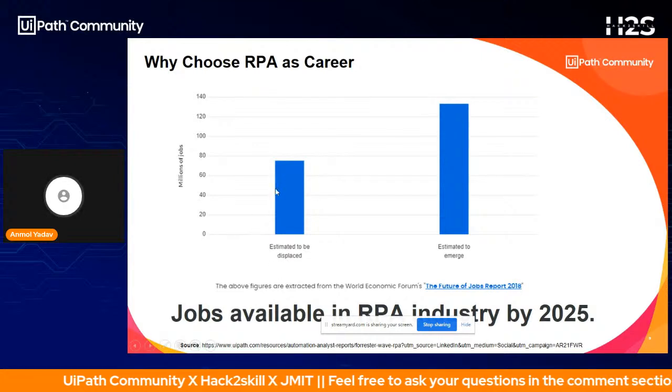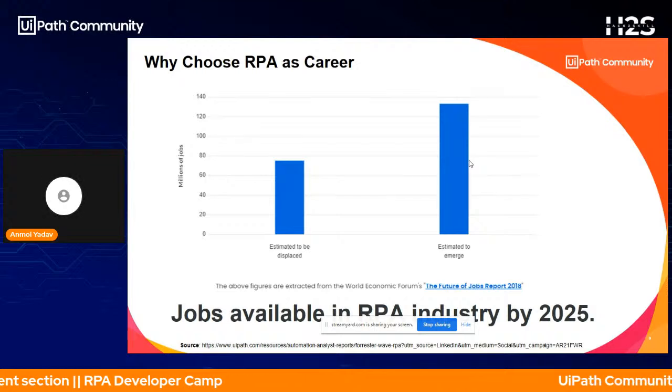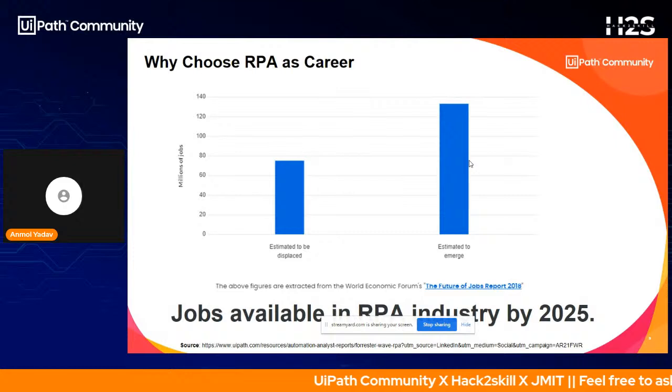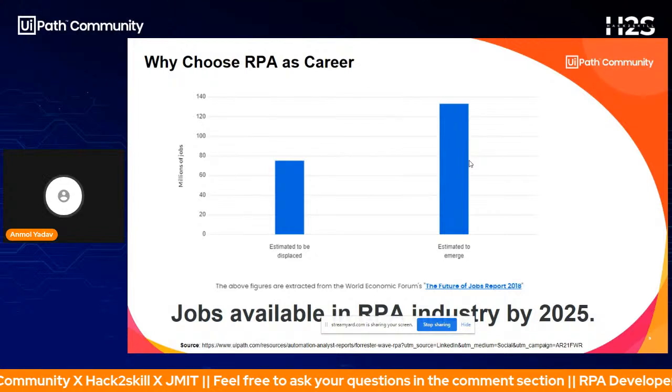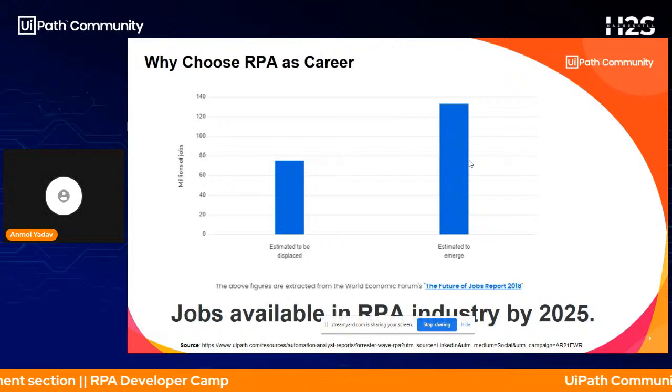So around 80 million jobs are estimated to be displaced, but that is far fewer than what is estimated to emerge, which means the number of jobs that are going to come in the coming years would definitely be more than the number of jobs estimated to be displaced. And when I say estimated to be displaced, it's because RPA is now capable of doing all those monotonous and clerical work. So when a software robot can do that job, a human would not be required to do that particular job.